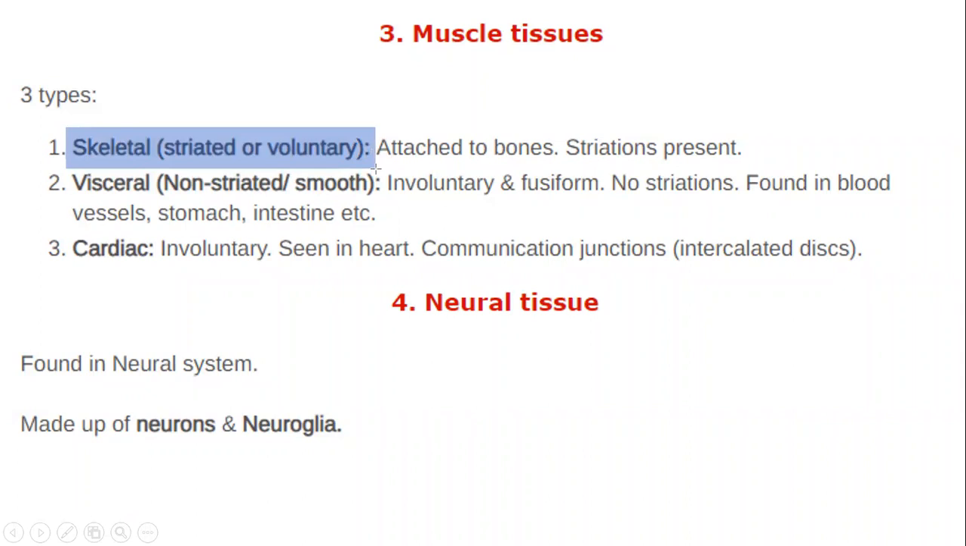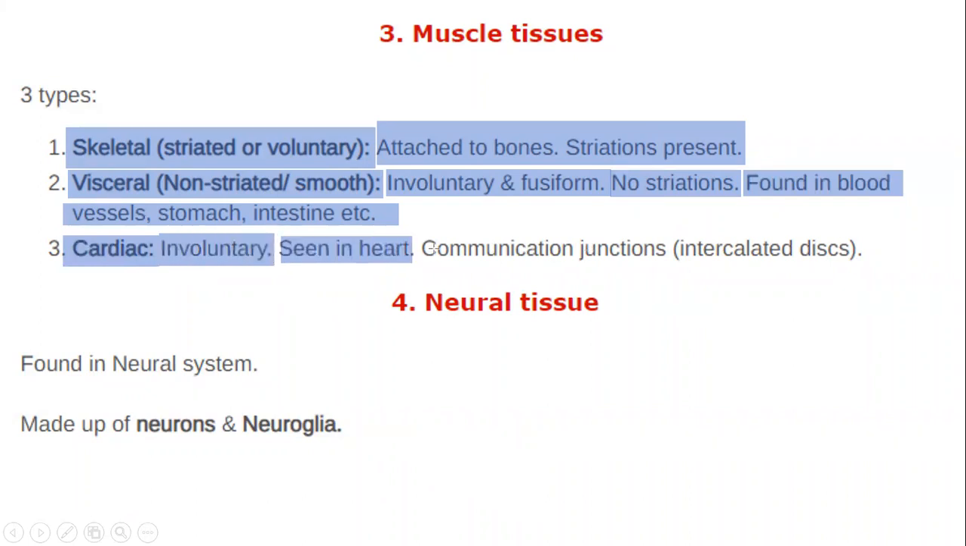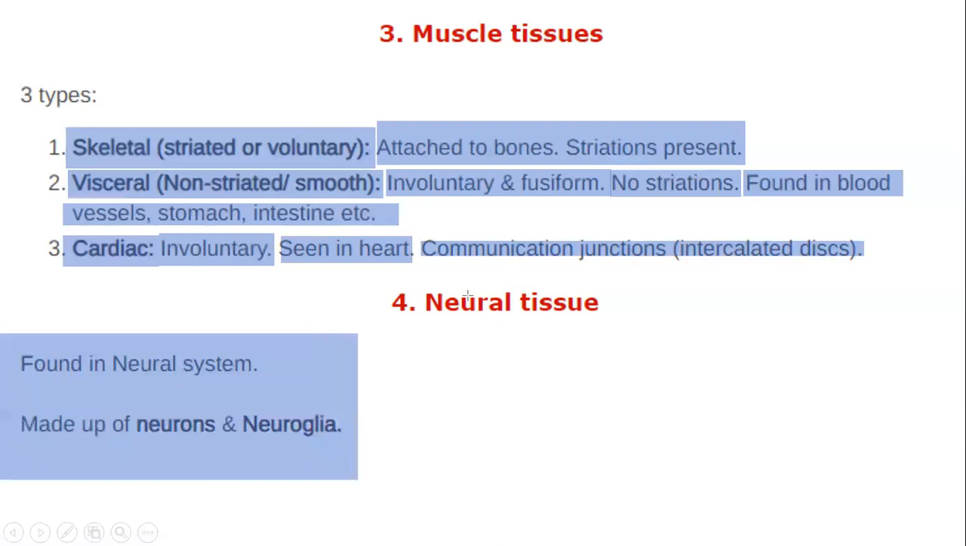Skeletal or striated or voluntary muscles are attached to bone and striations are present. Visceral or non-striated or smooth muscles are involuntary and fusiform, no striations are present, and they are found in blood vessels, stomach, intestine, etc. Cardiac muscles are involuntary, seen in the heart, and communication junctions, that is intercalated discs, are present. The neural tissue is found in the neural system and made up of neurons and neuroglia.